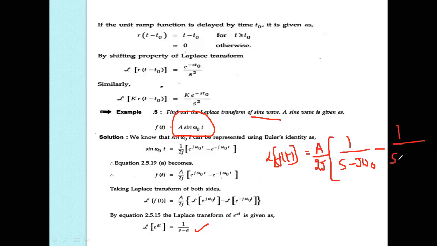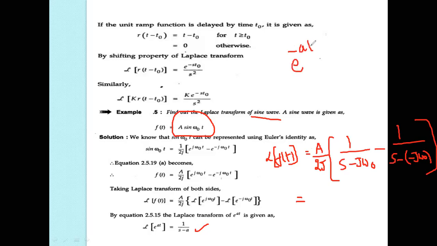We know the Laplace transformation of e power at is 1 by s minus a. Instead of a, here we have j omega naught. So the Laplace transformation of f of t is equal to, using this property, A by 2j times, for e power j omega naught t, a is j omega naught, so 1 by s minus j omega naught, minus, for e power minus j omega naught t, 1 by s minus of minus j omega naught.